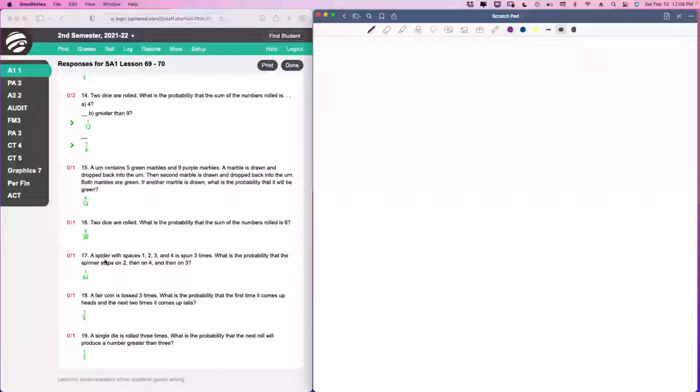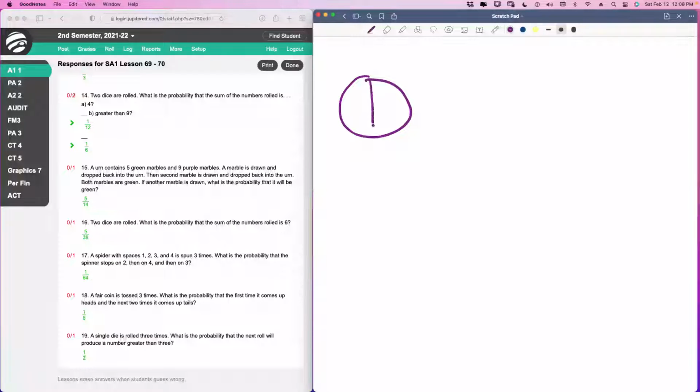Now this says a spider. This should have said a spinner. Miss Tracy's typing isn't the best. Usually the system catches my errors, but because spider is a real word, it didn't catch that. So a spinner, so it's going to look like this.